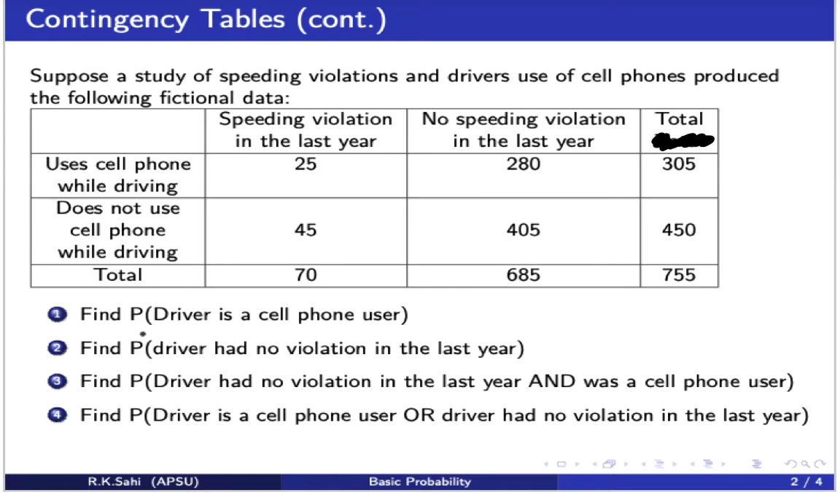It says find the probability that the driver is a cell phone user. So this is the event we're looking at: a driver is a cell phone user. A cell phone user is basically this one, and we're looking at all drivers who have got violations and who have not got violations. So the answer is 305. Now remember, it's a probability. So probability is the favorable, which is 305, over the total, which is 755.